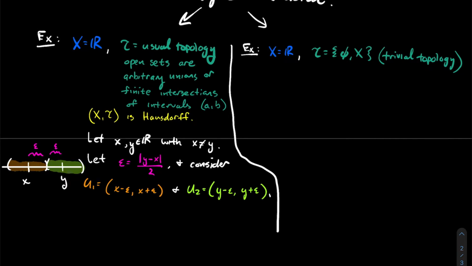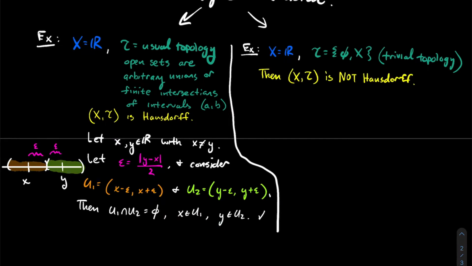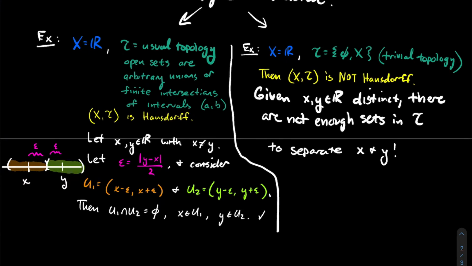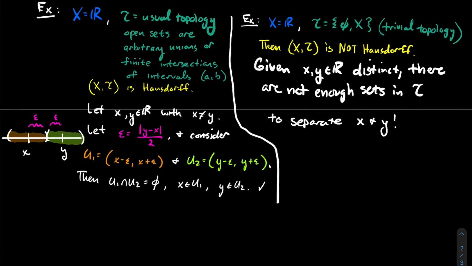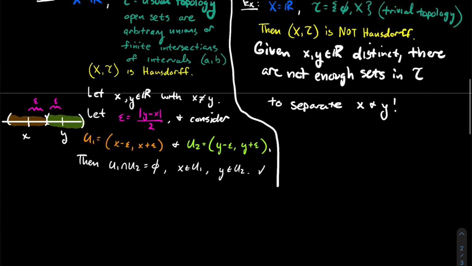But if we go back over to the example on the right, that copy of the real line with the trivial topology is not a Hausdorff space. The problem there is that if you give me two distinct points x and y, there aren't enough open sets to separate x and y. The only open set that contains x is the whole set X, but that set also contains y, so it's impossible to find sets in T that separate x and y. So again, this demonstrates that if you change the topology, then all of a sudden this topological space might not be Hausdorff, even if it's the same underlying set.